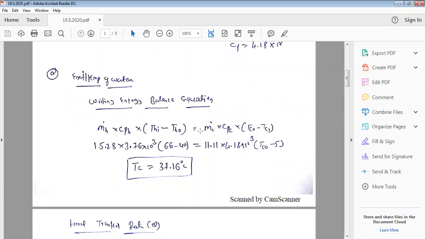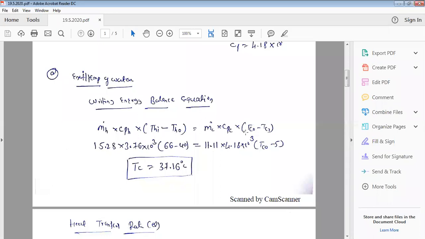That's why I have written this is equal to mass flow rate of cold water into specific heat into temperature difference, which is nothing but outlet temperature of cold water minus inlet temperature of cold water. Now just see, for the hot fluid the temperature difference you write is T_hi inlet minus outlet, and here you write outlet minus inlet. Why? To make the quantity positive. In the sense, hot temperature inlet is more, and when the hot fluid comes out of the exchanger its temperature decreases. That's why inlet minus outlet.